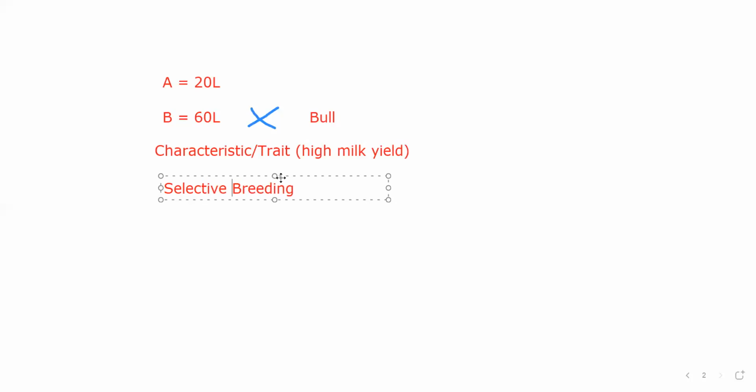This is also called artificial selection: the selection of plants and animals by humans based on their desirable characteristics. The characteristic you desired here was high milk yield. Based on that desired characteristic, you selected that cow and then you bred it.